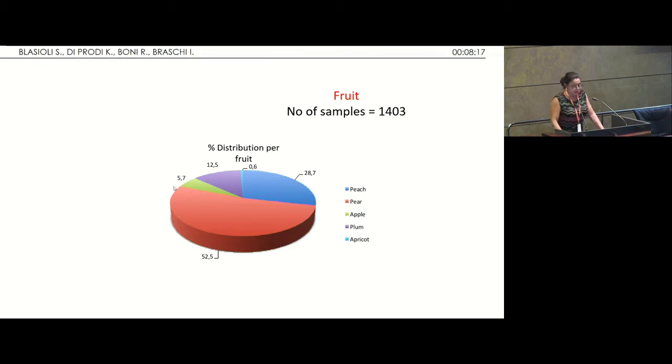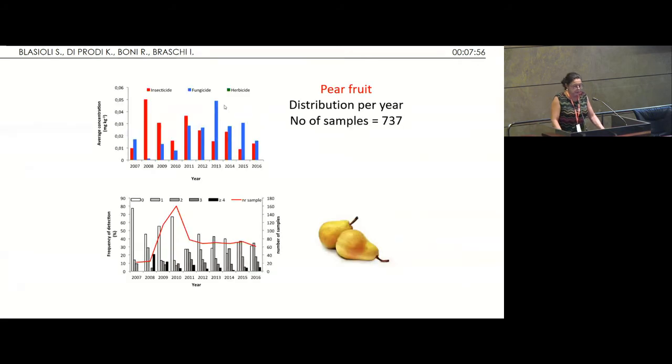Fruit. The number of samples was lower, 1,400, and the data was composed mainly, at least 53%, by pear samples. So for this reason, I just want to show you very quickly the results on pear.